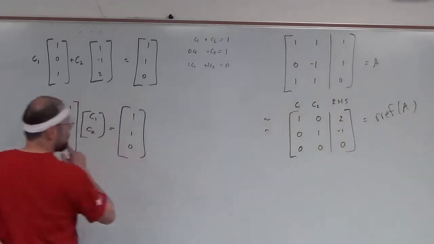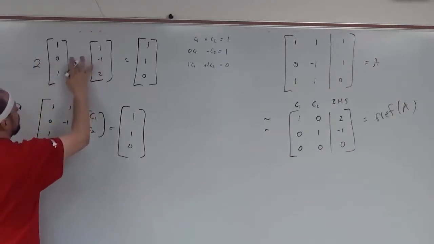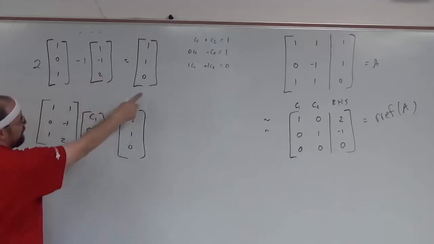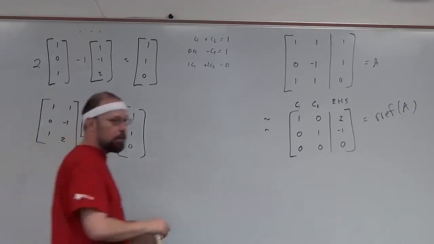So indeed, we can check. That is, C1 is equal to 2 and C2 is equal to negative 1. And we check, yes indeed, this vector is a combination of those. And these are just the coefficients in that linear combination, or, if you like, coordinates.